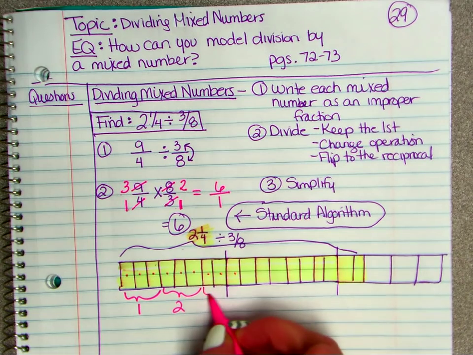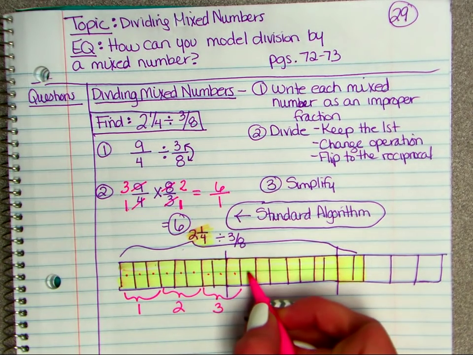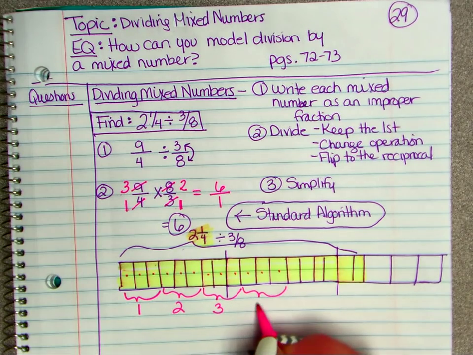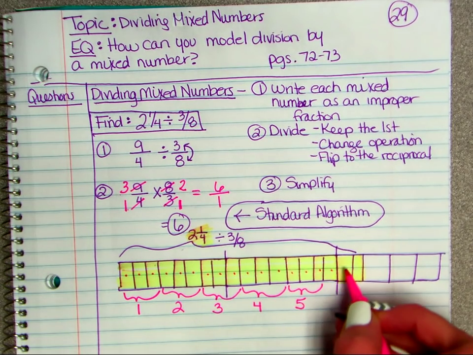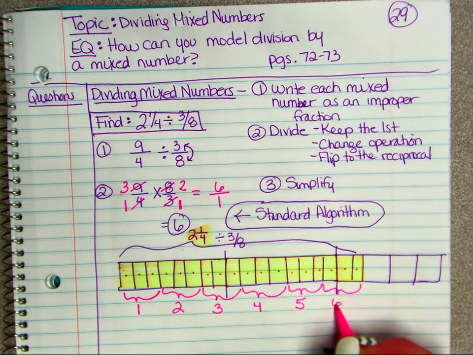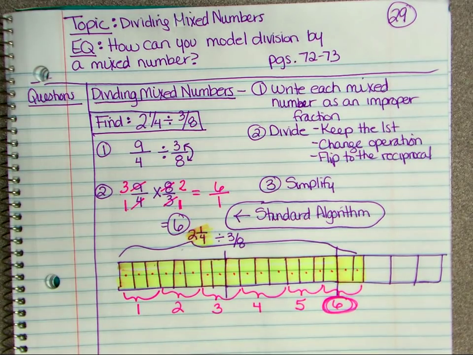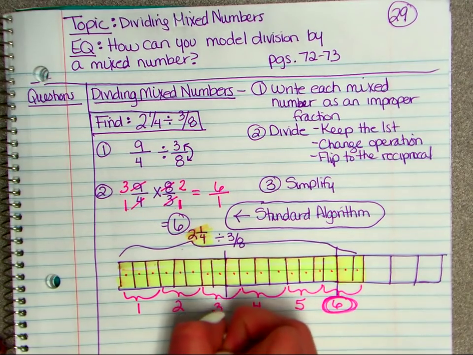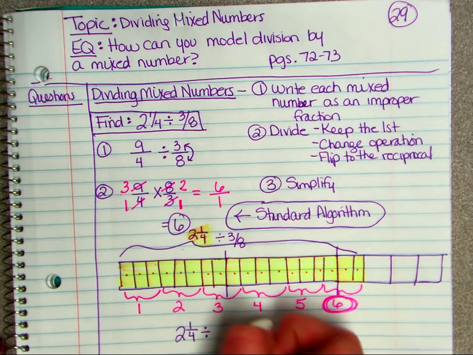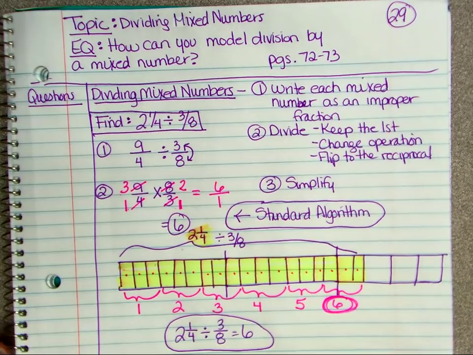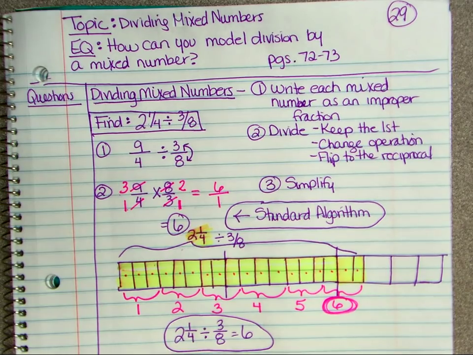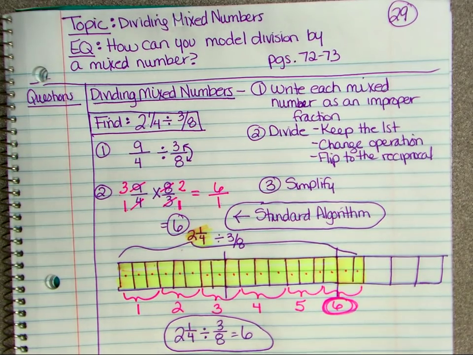1, 2, 3. Three 3/8 pieces. 1, 2, 3. 4. 1, 2, 3. 5. 1, 2, 3. And I have six 3/8 pieces. So this tells me that 2 1/4 divided by 3/8 equals 6, and we proved that using the standard algorithm and the model.